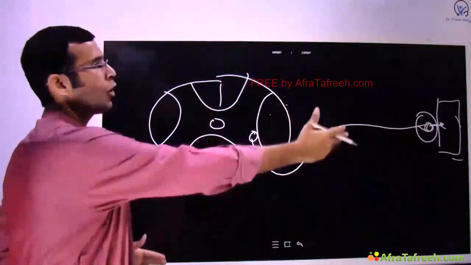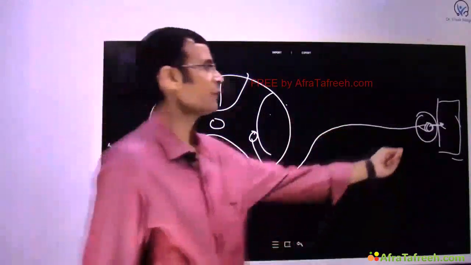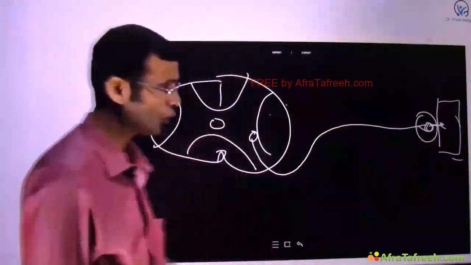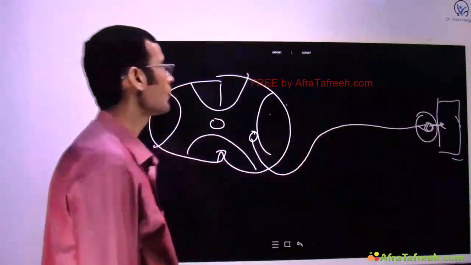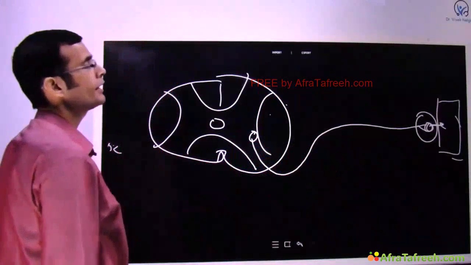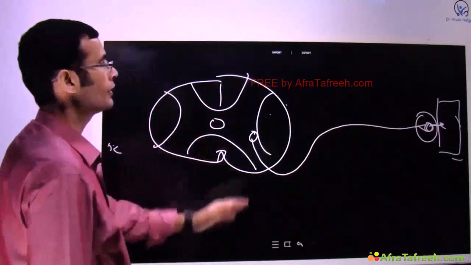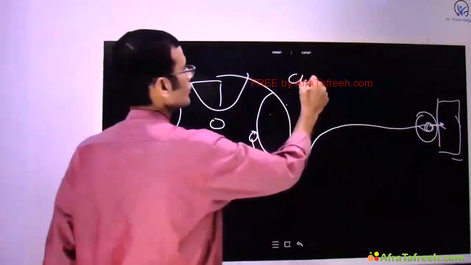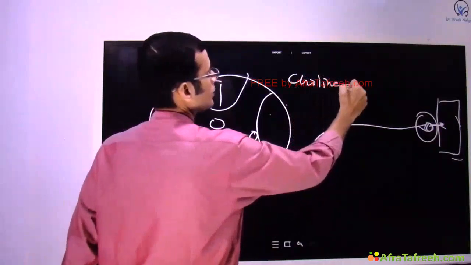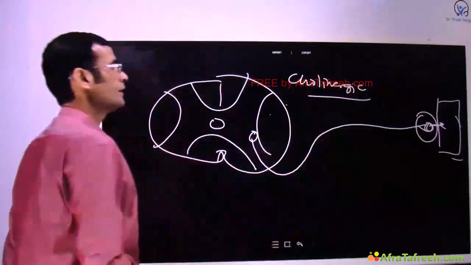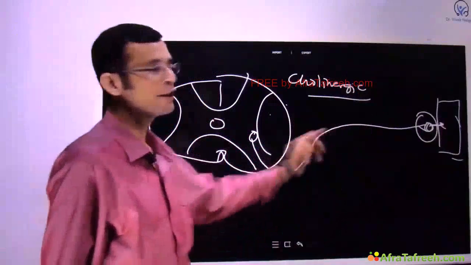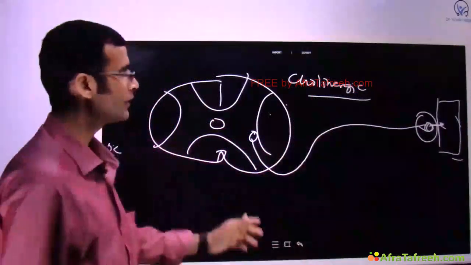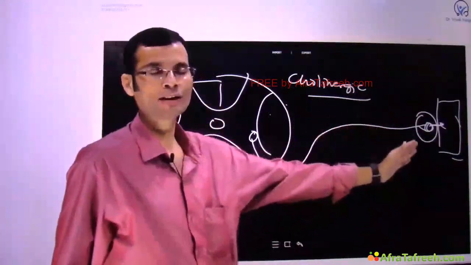The preganglionic nerve is long and the ganglion is located just outside the organ or sometimes in the wall of the organ. Another point is that all the preganglionic nerves, whether sympathetic or parasympathetic, are cholinergic. They release acetylcholine in the ganglia.